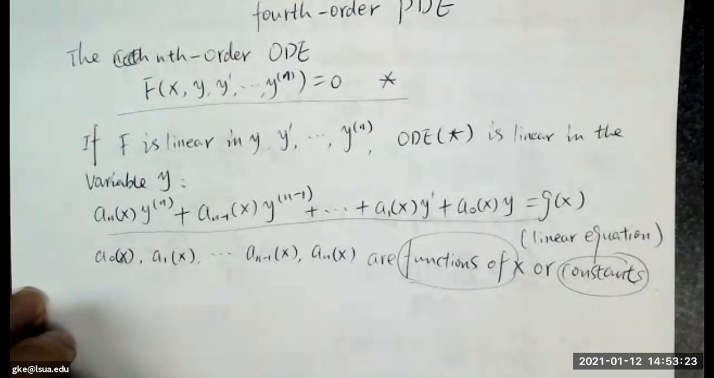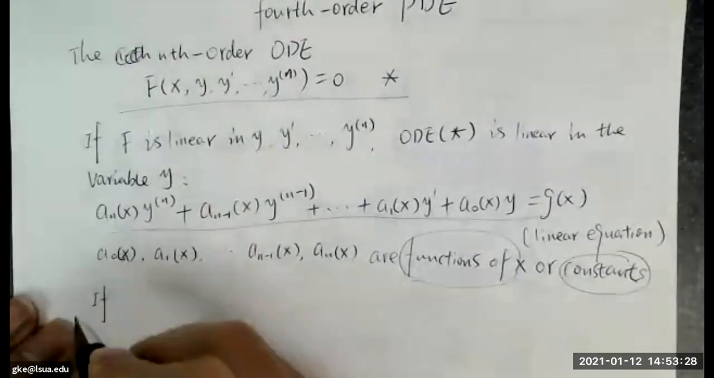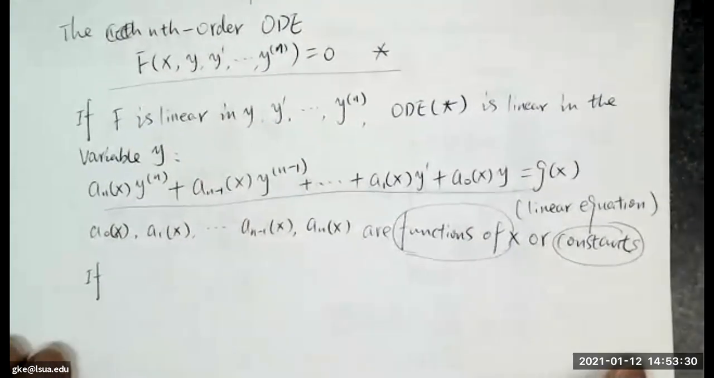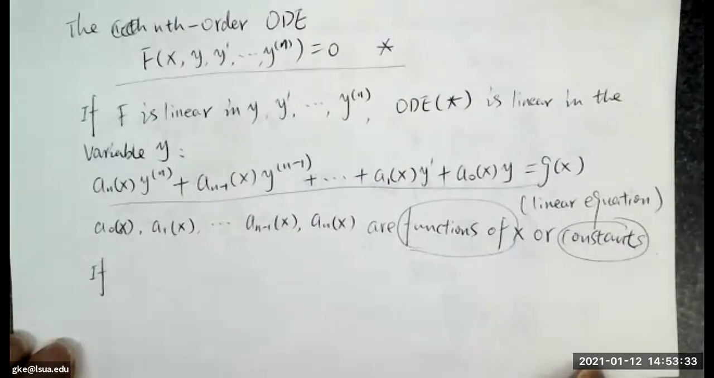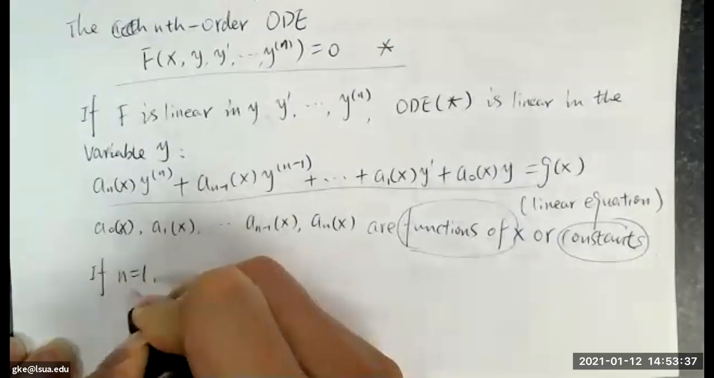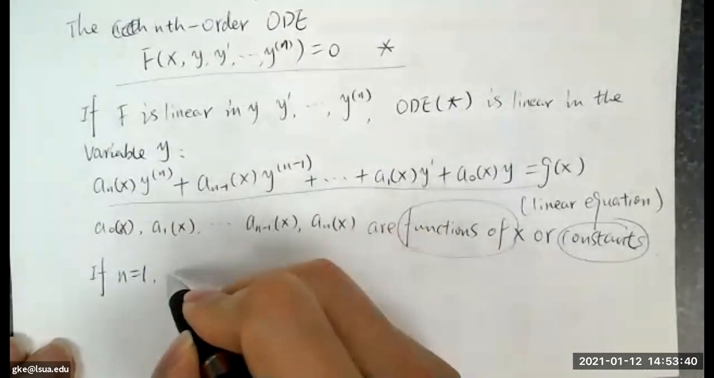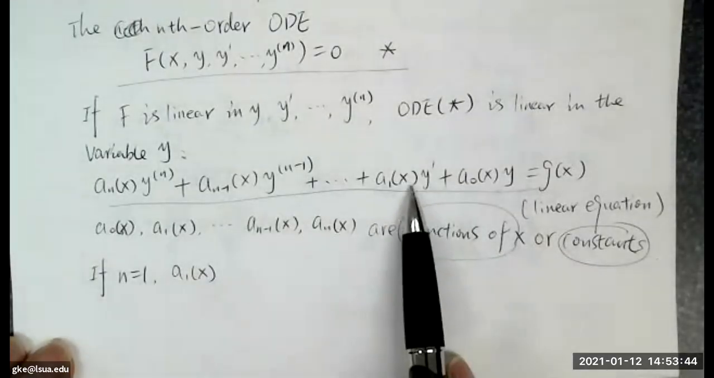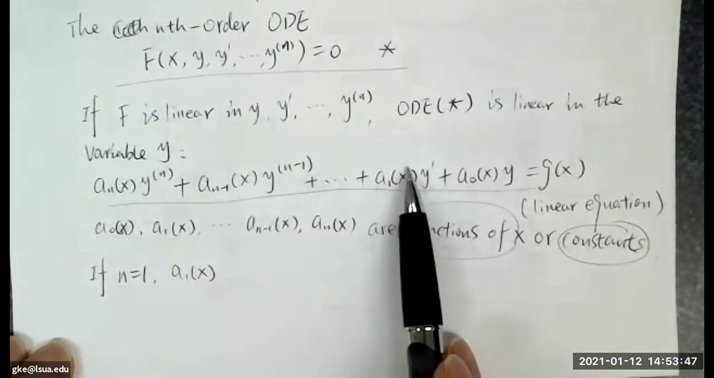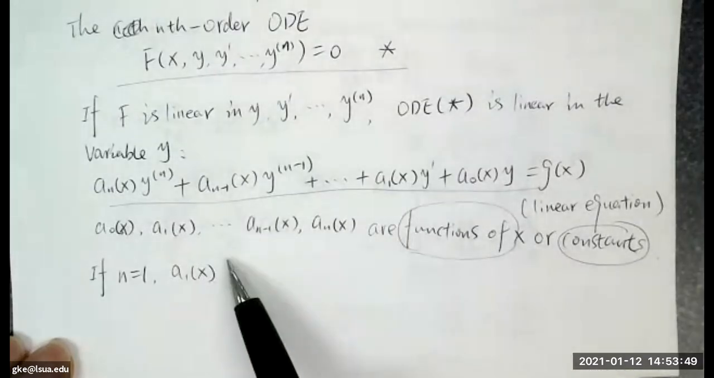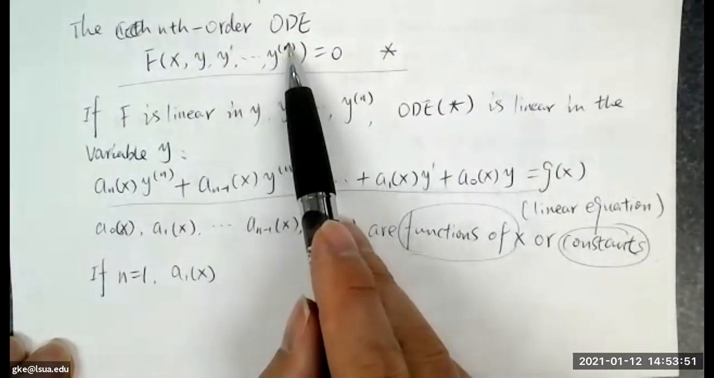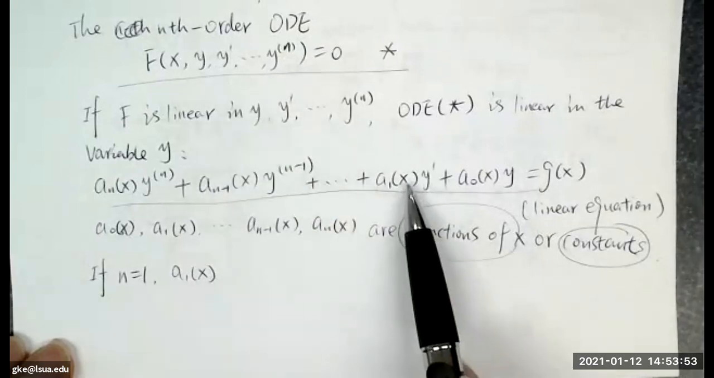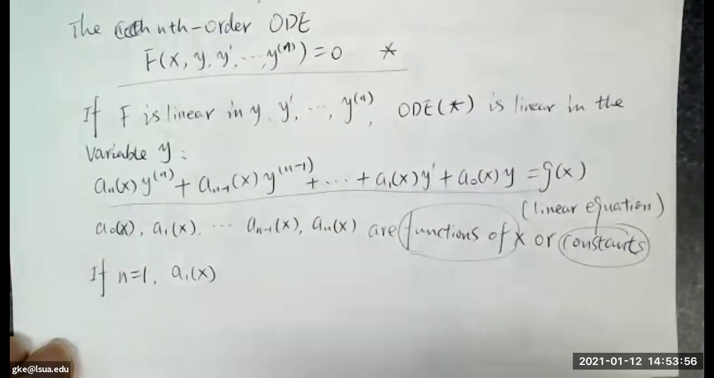Now let's take a look at a specific example. If n equals 1, a_1(x). So n equals 1, that means we only consider this term, right? We have 1. Or we can say here is 1. So first derivative. So first derivative is going to be these two terms.